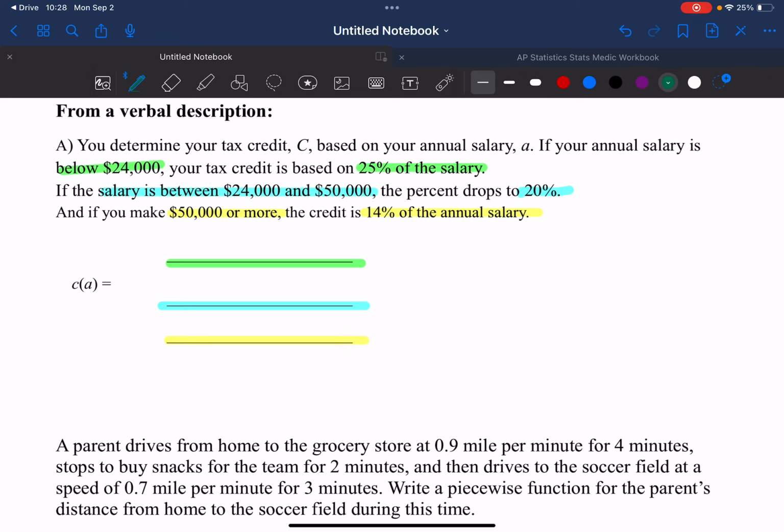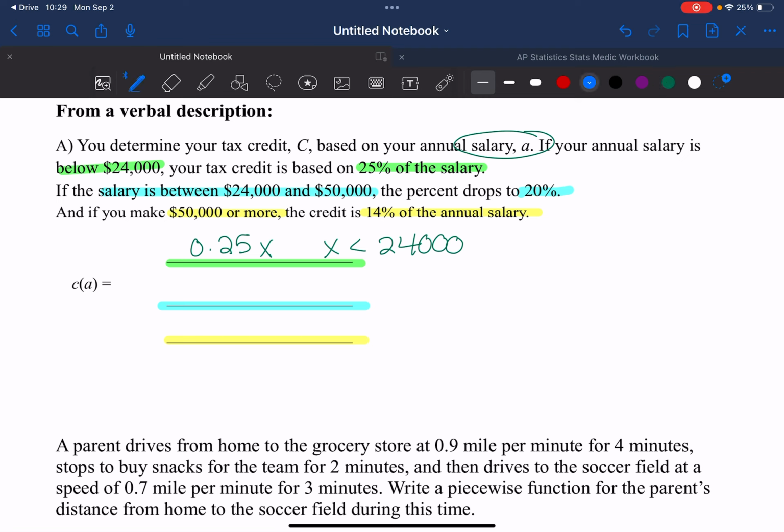Okay, so looking at that one, that below 24,000 gives us our domain of x is less than 24,000. And then it says 25% of our salary. Well, we know our salary is A, so we need to do 25% of A. And when we're taking percents of something, we don't write the percent in the function, we write the decimal. So the decimal version of 25% is 0.25 and then A. Well, let's just leave them all in x so we don't get confused here. Okay, so x.